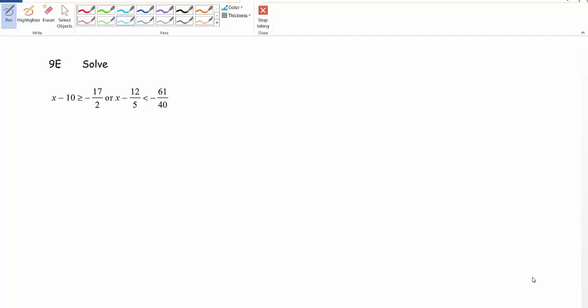Here we are at 9E from our target 5. We're asked to solve and graph and give the interval notation for this particular set of inequalities.